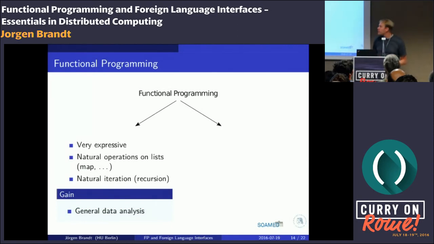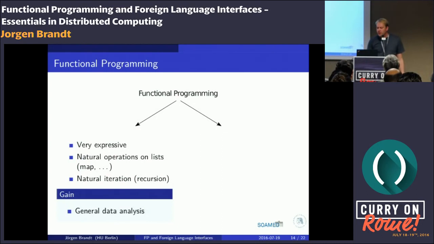And from functional programming, there's two things we can get. The first is that functional programming as a programming paradigm is very expressive. It's universal. Most of the functional programming languages can express any program. So this is something we want to have here in order to get rid of this limitation that DAGs can't express all the programs we might need.